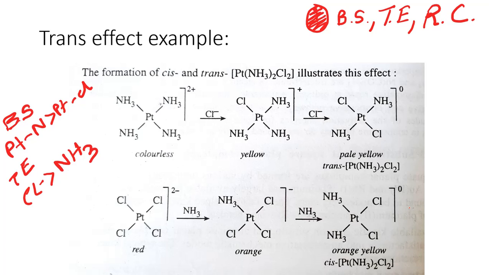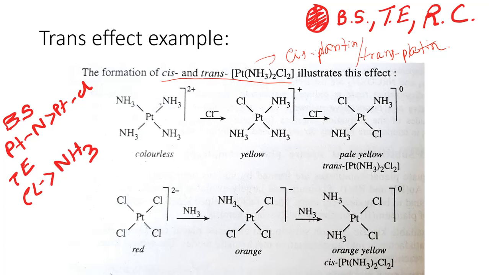See, here we have shown the formation of cis and trans Pt(NH3)2Cl2, which is also called cis-platin or trans-platin, right? It is called cis-platin or trans-platin.